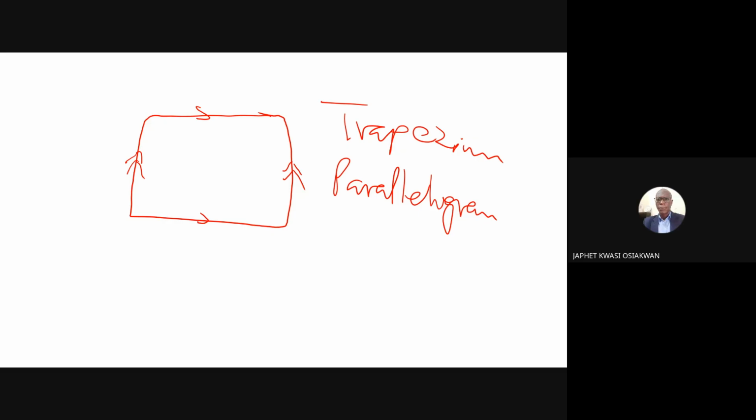We are just giving it a special name, parallelogram, because it has 2 pairs of opposite sides that are parallel. It doesn't lose the name of trapezium. So every parallelogram is a trapezium, but not every trapezium is a parallelogram. Please get it clear. Are we okay? Yes, sir.